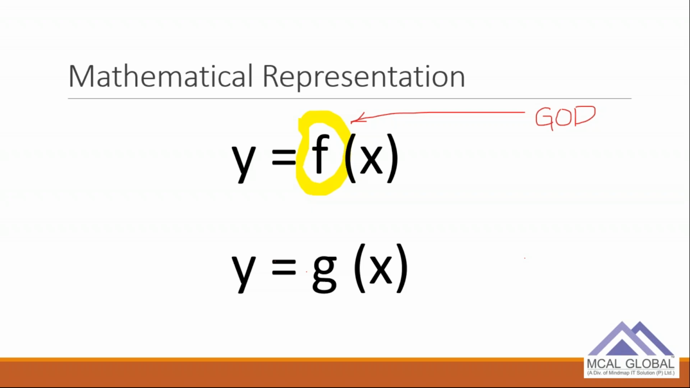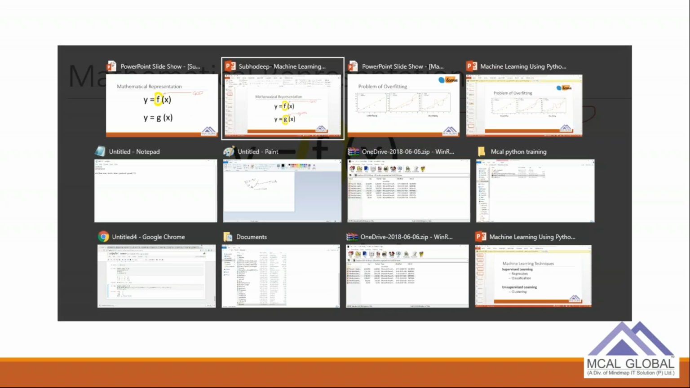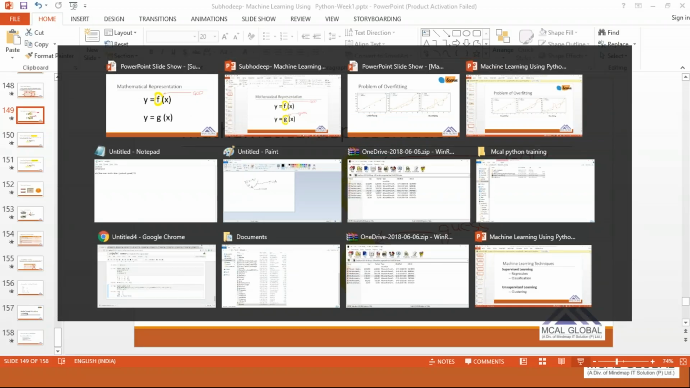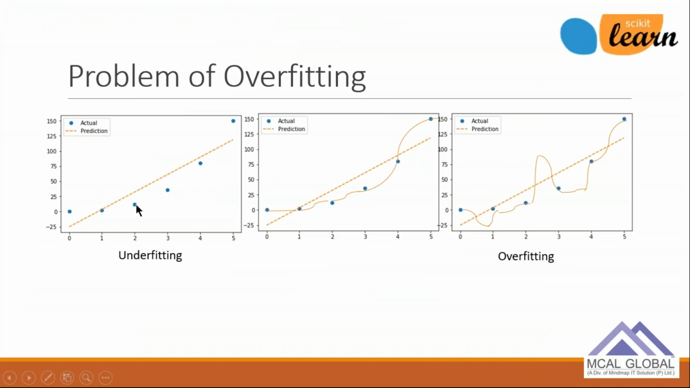Train data is something on which you train your model. For example, if this is your train data, these blue points are your train data. This is where you have trained your model, and then there's test data, on which your model has never seen that point.